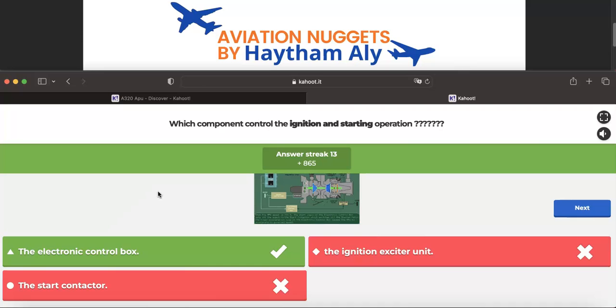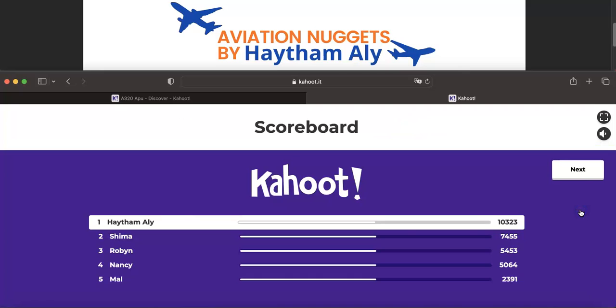Here, for starting, we have an electric starter located on the APU accessory gearbox. And for ignition, we have an exciter unit that will control electrical generation to two igniter plugs on the APU combustion chamber. So the electric starter and the ignition components like the exciter unit and the igniter plugs are mainly controlled by the electronic control box. The ECB is the main component that controls the ignition and the starting operation. Okay, everybody, let's proceed. Next question.